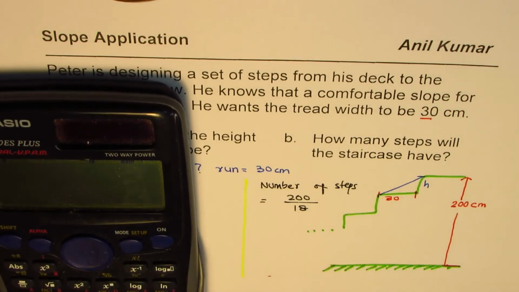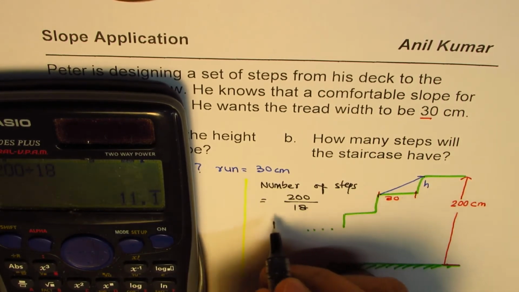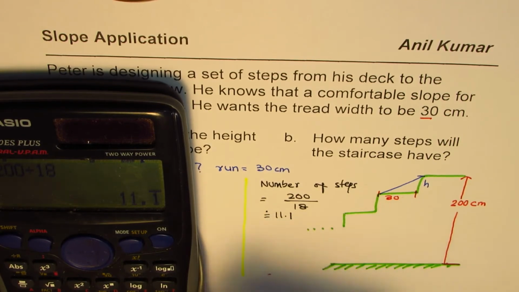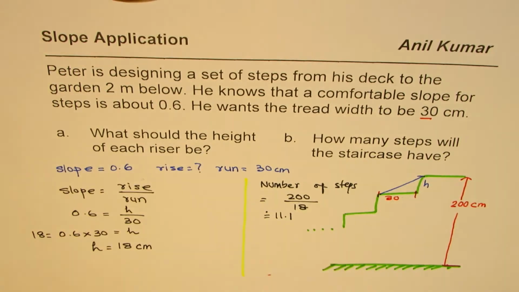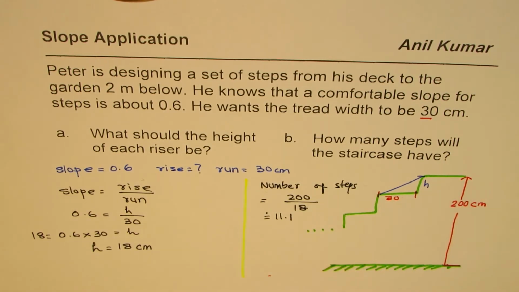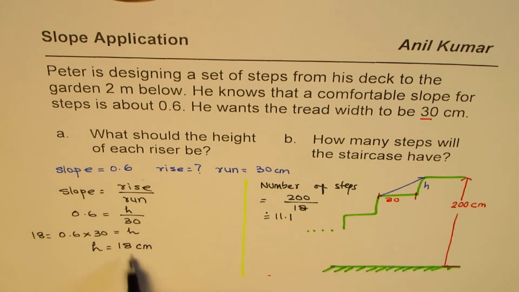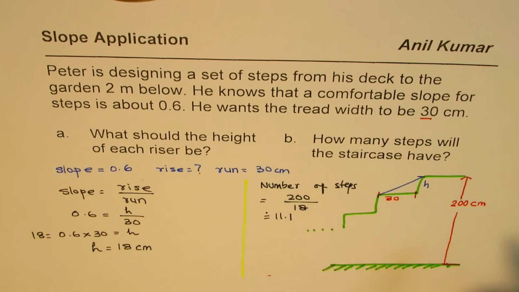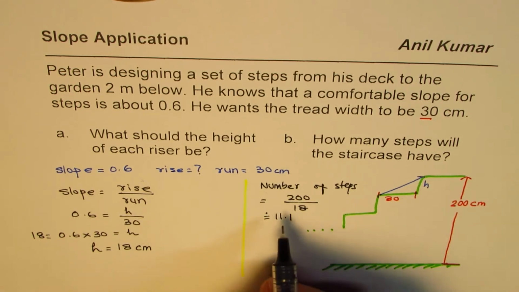So this number is how much? 200 divided by 18 equals a decimal number. It says 11.1, right? So 11.1 is kind of the answer. Well, you cannot have 11.1 steps, correct? If you have 18 centimeters of rise each time, you have 11.1 steps. It doesn't really make sense.